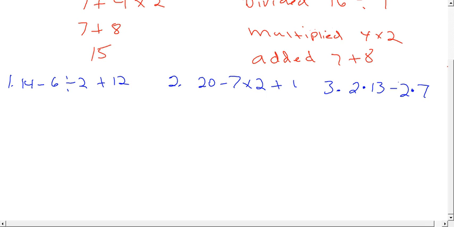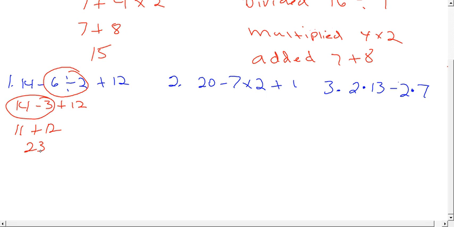So first thing we have is 14 minus 6 divided by 2 plus 12. So I'm going to first divide 6 by 2. So that's going to give me 3. I'll rewrite 14 minus 3 plus 12. So now my next step will be simply to subtract. So this is going to give me 11 plus 12, and then of course I'll just add and I get 23. Okay, looks good. Is that what you got?